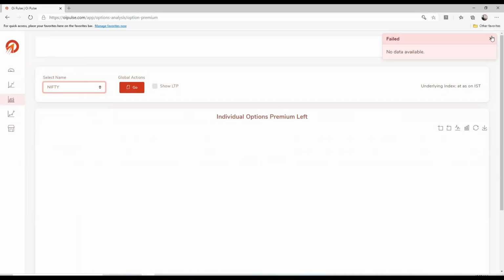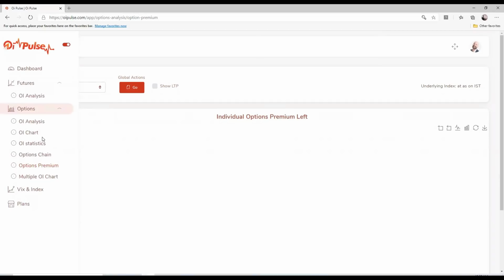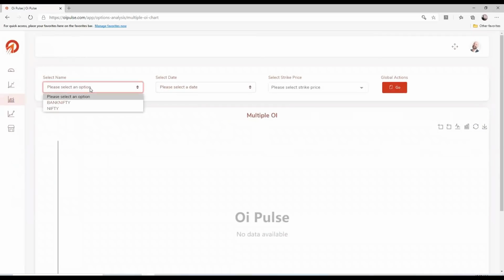So that's the reason it is not available post market, because we wanted to give you the real-time data, because you needed to know how much premium and so on. We will be doing a separate video to show you the statistics, chain, option premium, and multiple OI chart. We will do a separate video and release it sooner. This is again an add-on feature which we have been giving to all of you.